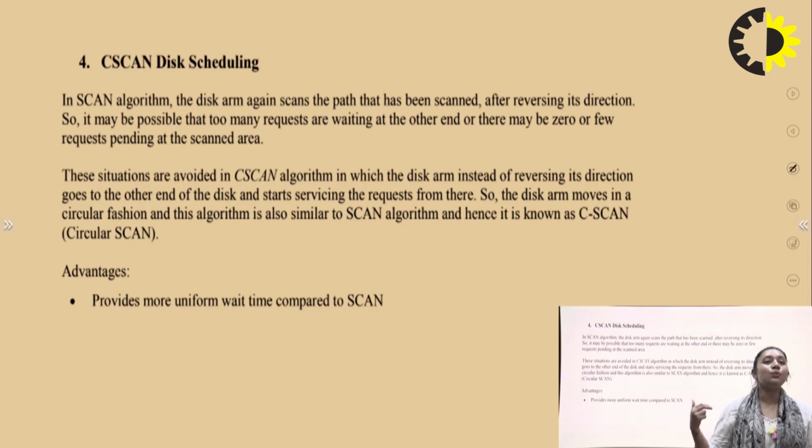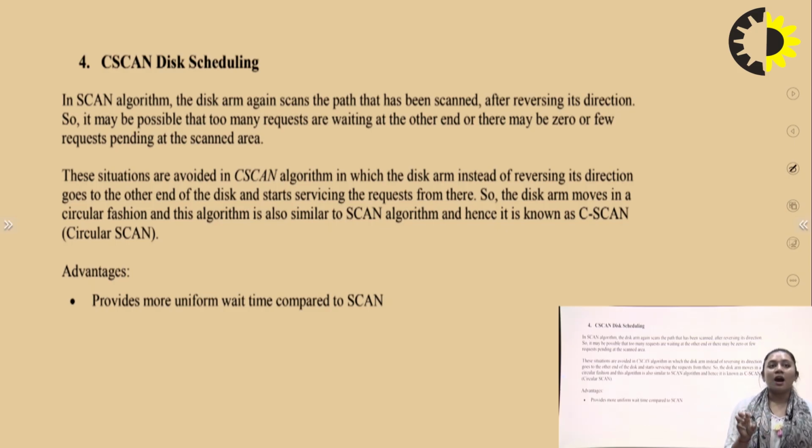So in the SCAN algorithm, the arm needs to cover all the elements mentioned in the tracks, right? It can be possible that too many requests are waiting at the same time, and there may be few or zero requests pending in the scanned area. This situation needs to be avoided with the help of the CSCAN algorithm, which means that instead of reversing the direction, we move backward from the closest element in the graph. So it starts servicing the requests from there.